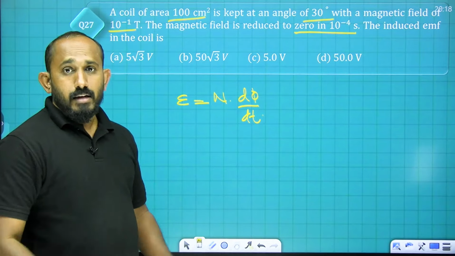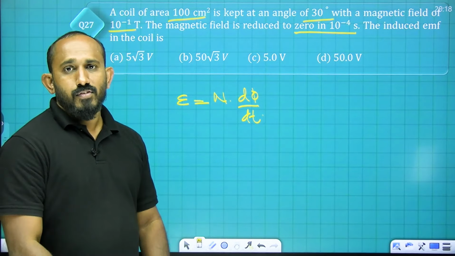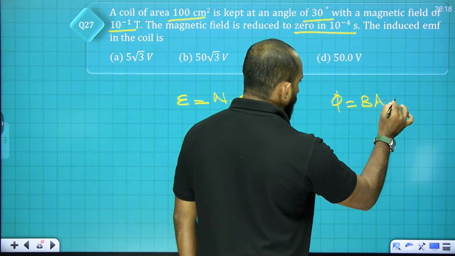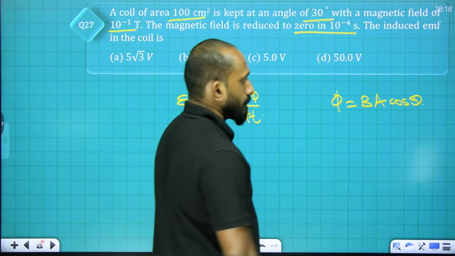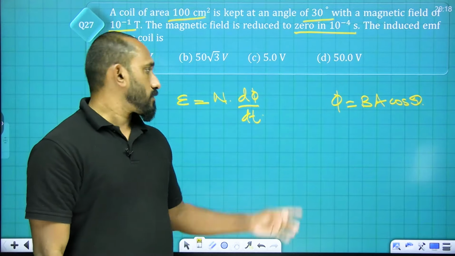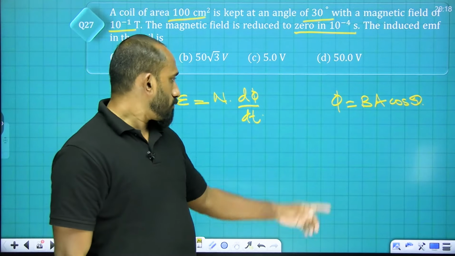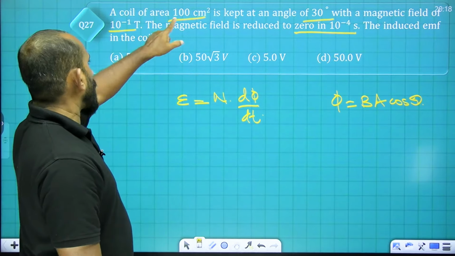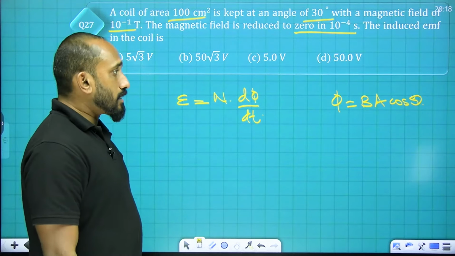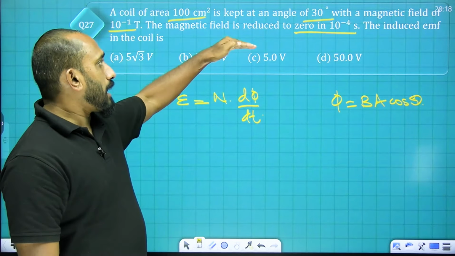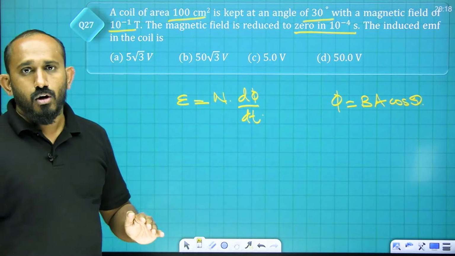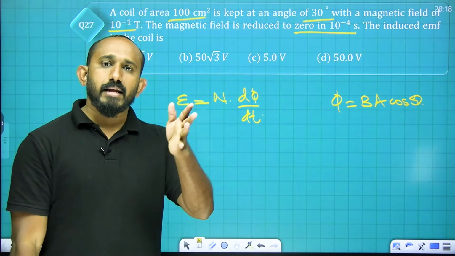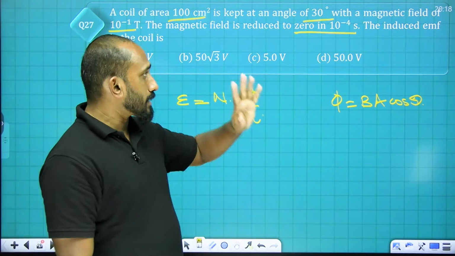So here, in phase change, if you find it, phi is equal to BA cos theta. BA cos theta is phi. Now B is changing. A is the given area of the coil, 100 centimeter square. Then cos theta: they kept it at an angle of 30 degrees with the magnetic field. So the angle between the magnetic field and the area vector is 30 degrees.